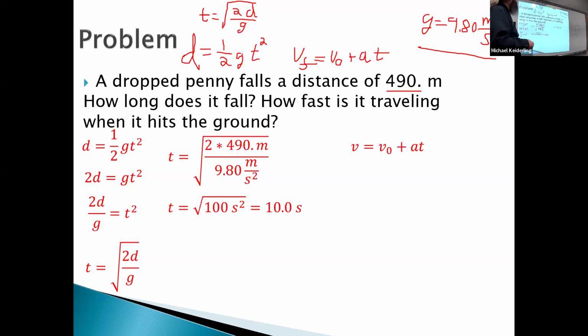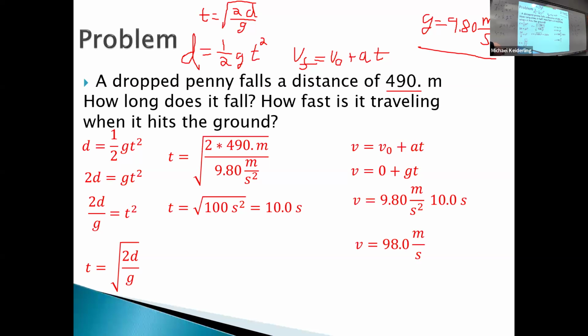Well, the final velocity is initial velocity plus acceleration times time. The initial velocity is 0 because you dropped it. Any dropped object starts with an initial velocity of 0 and speeds up. And the acceleration is g, 9.8 meters per second squared. So the final velocity is going to be g times the time, so 9.8 meters per second squared times 10 seconds, or 98.0 meters per second.